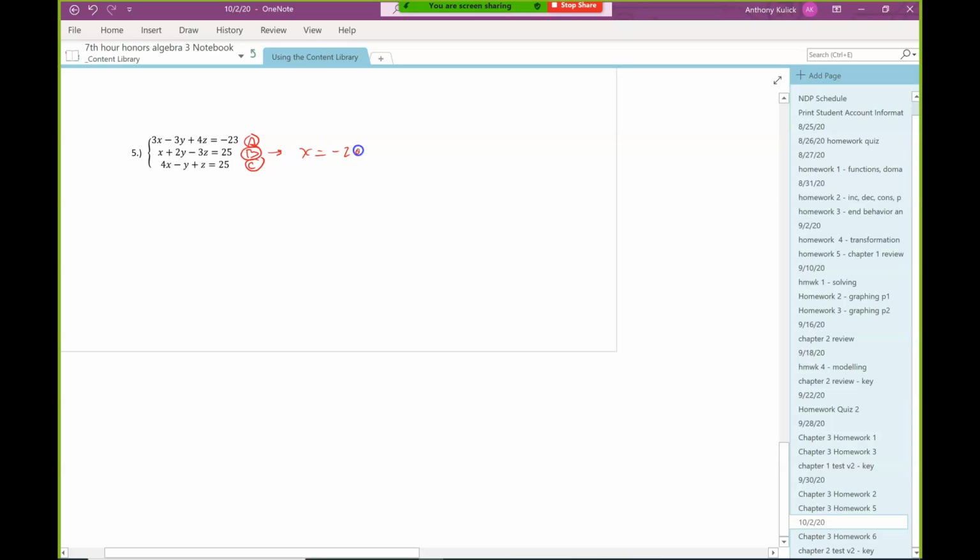x is equal to 2y plus 3z plus 25. And then we plug that into A. We have 3 times, but instead of x, we have 2y plus 3z plus 25.